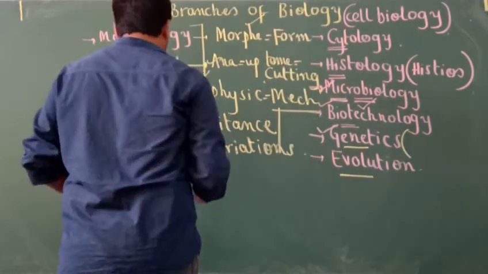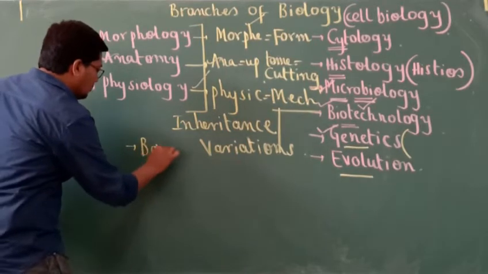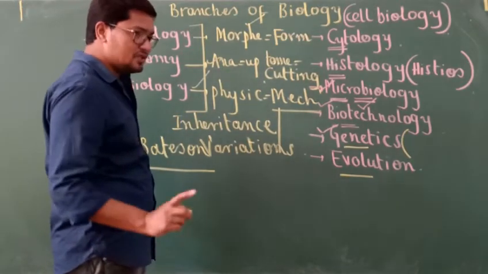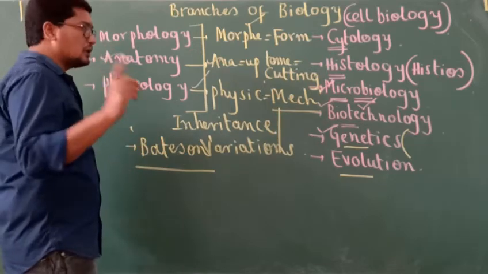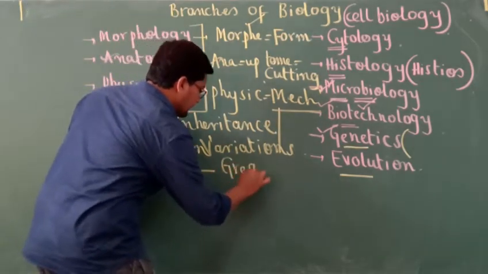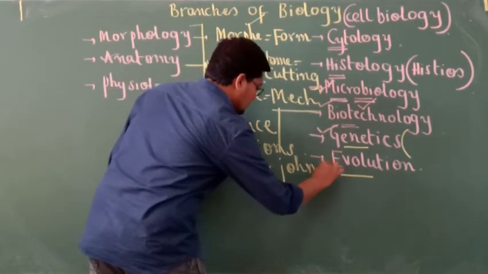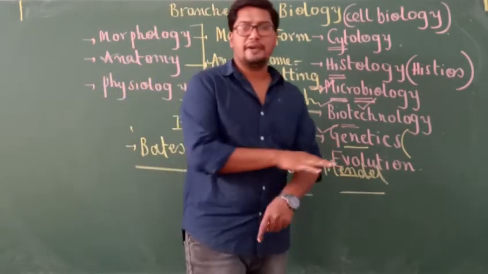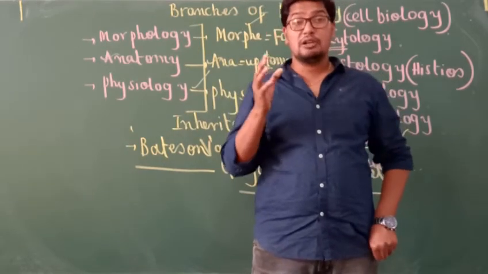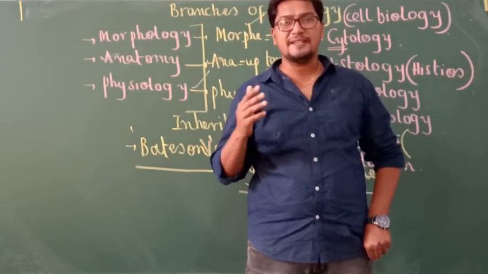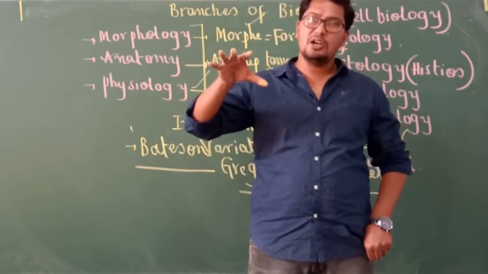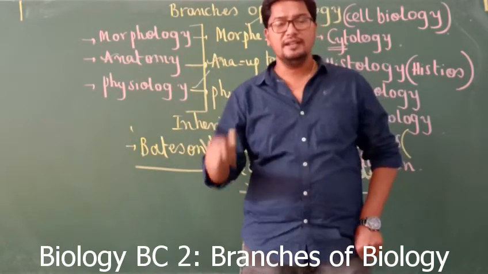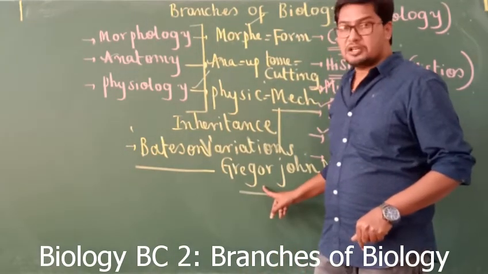Here I want you to remember two scientist names. If the question is asked, who coined the term genetics? The answer is Bateson. Bateson coined the term genetics. And who is popularly known as the father of genetics? You know this: Gregor John Mendel. During your schooling also you have studied. Mendel conducted a series of experiments on the garden pea plant whose biological name is Pisum sativum. By conducting a series of experiments on Pisum sativum, Mendel proposed the principles of inheritance and variation. That's why Gregor John Mendel is popularly known as the father of genetics.